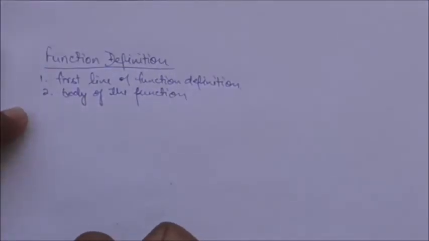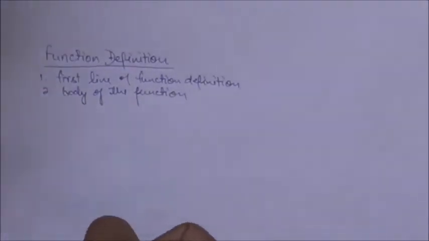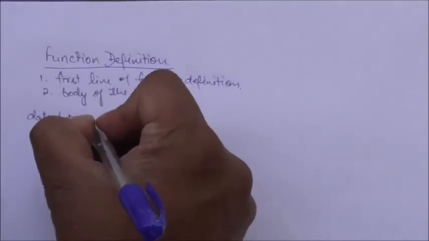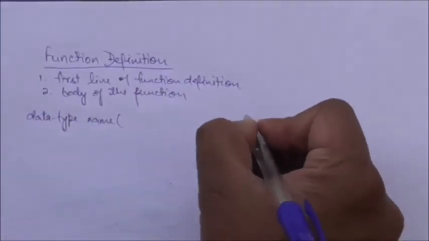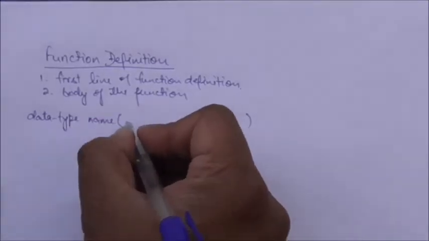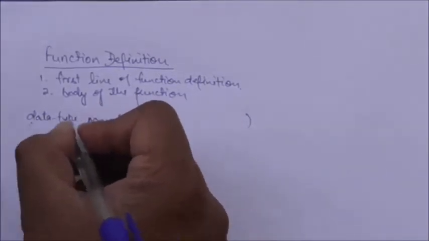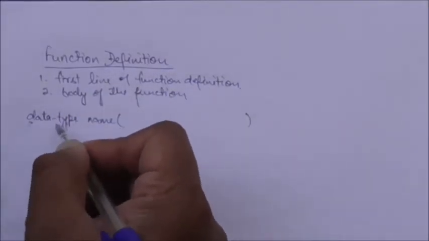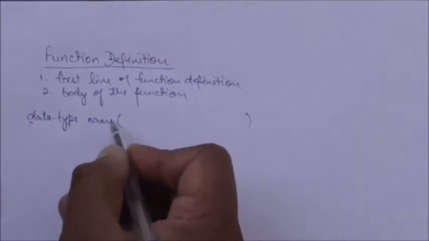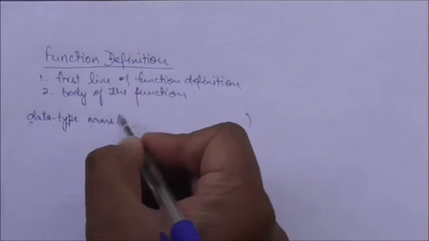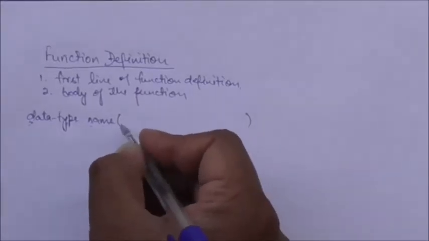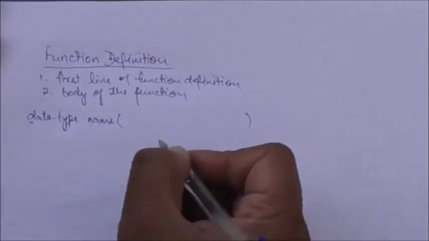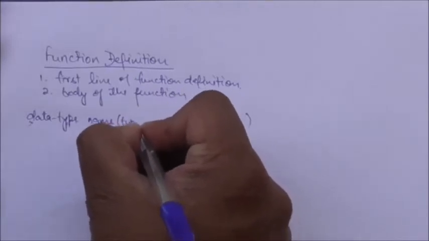In general terms, the first line of the function definition is written like this: data type, name, and then brackets. Let us first discuss this data type. What is this data type? This data type specifies the data type of the value returned by the function, and name specifies the name of the function, and after the name within the brackets there are the arguments along with their data types separated by commas. So in the bracket I have written here type 1.